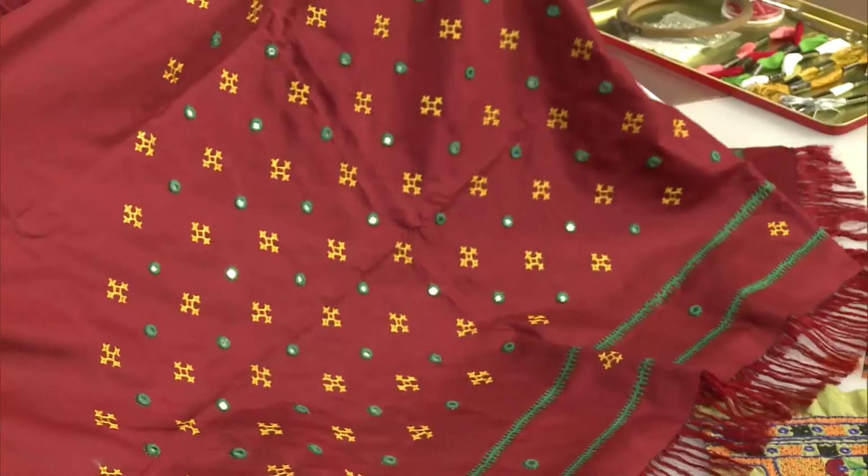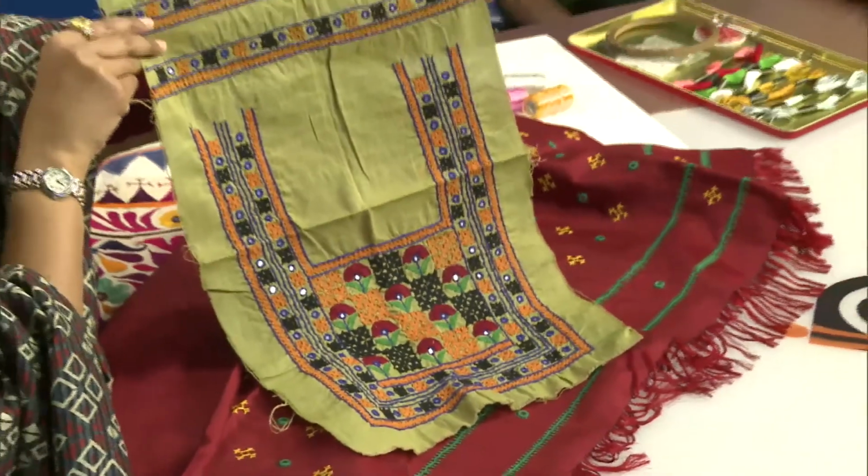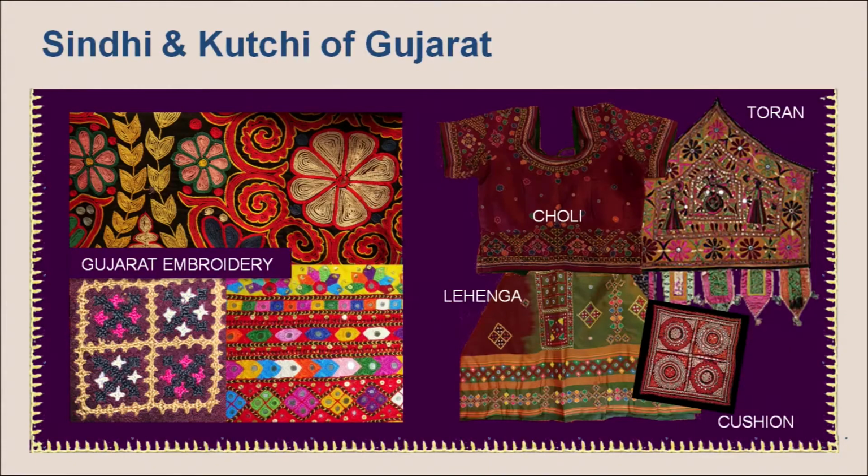While this embroidery was essentially seen on garments, it encompasses a wide variety of artifacts which includes bags, cushion covers, wall panels, jackets, mobile pouches and dupattas and many more things. There are some more pieces which you can see. You can see the beautiful colors, the vibrancy in these products.